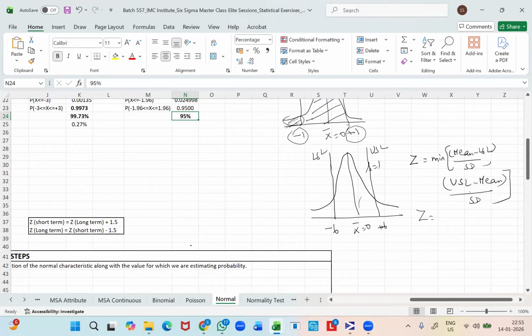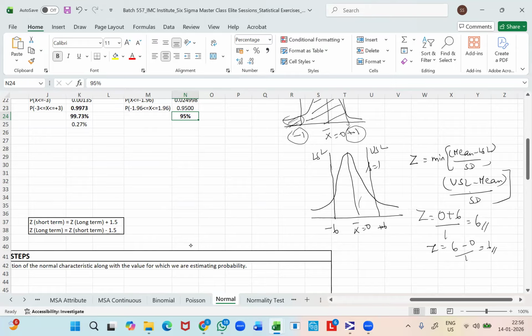So it is mean minus LSL. So 0 minus minus 6, which will be plus 6, divided by 1, and the sigma level for this process performance is equal to 6. Even if you apply the USL side formula, you'll get the same answer. What is the USL side formula? USL minus mean, so 6 minus 0 divided by 1, which will be again 6. So whether we apply the LSL side formula or the USL side formula, we'll get the same sigma level, because the mean is aligning with the target.